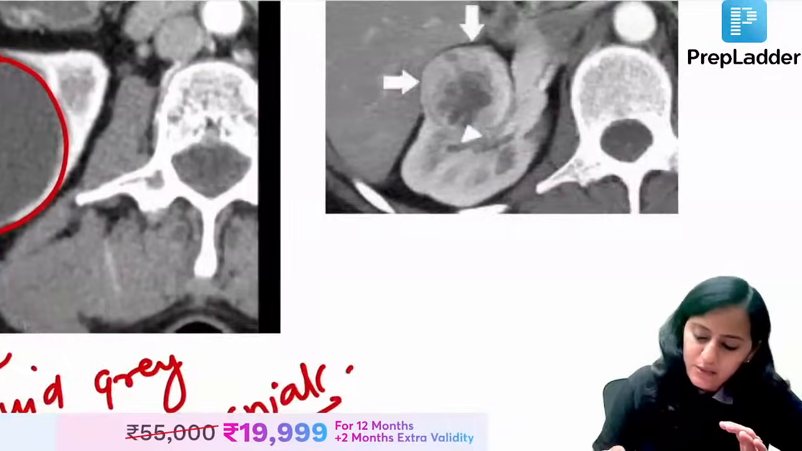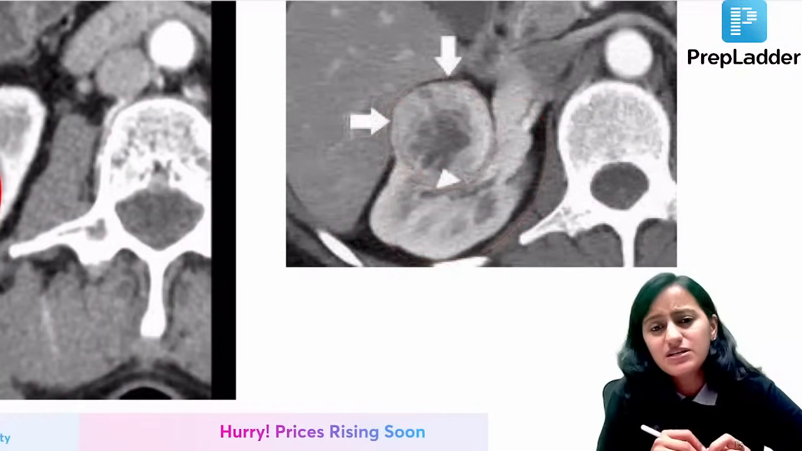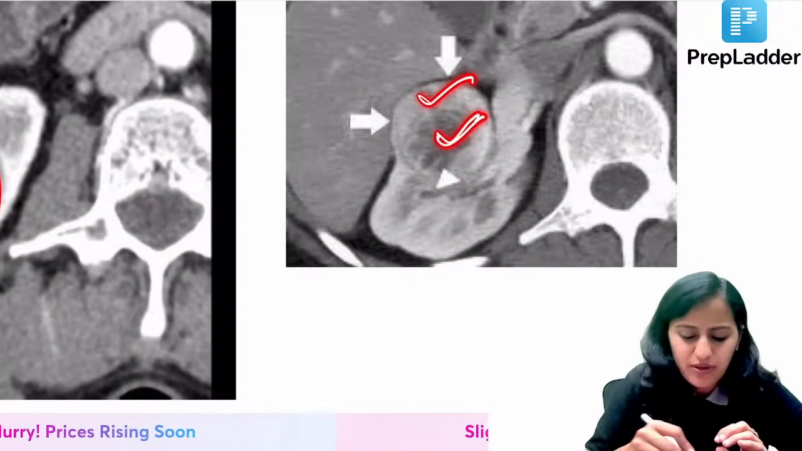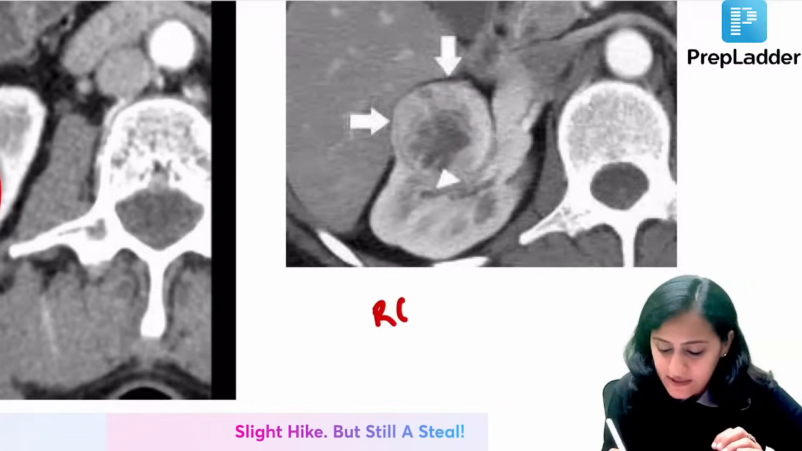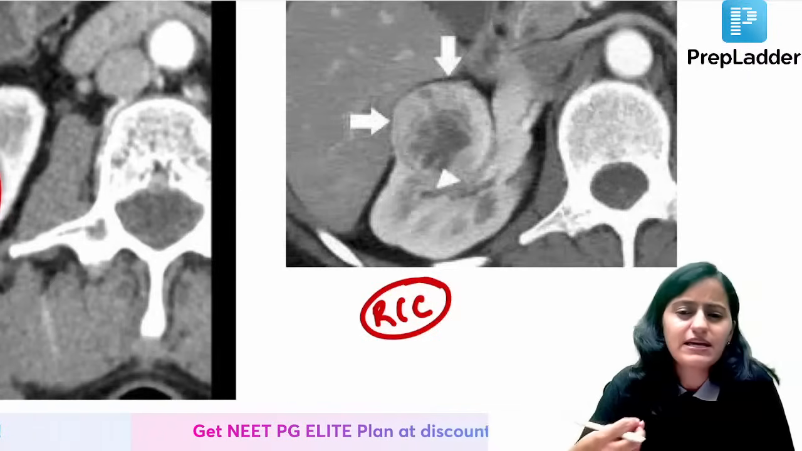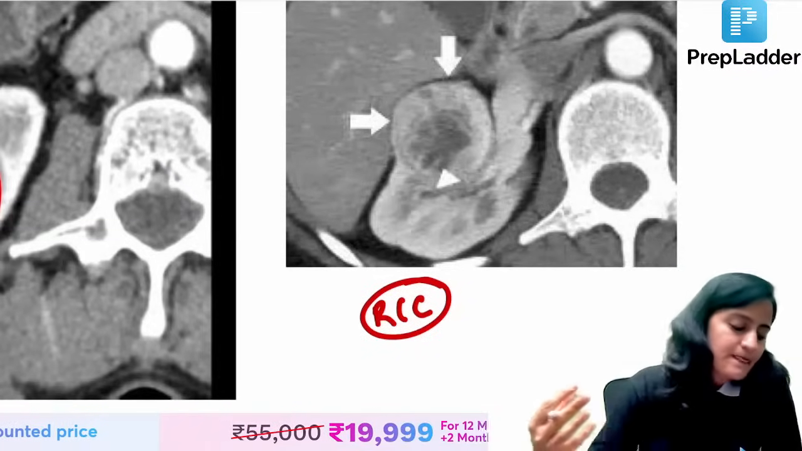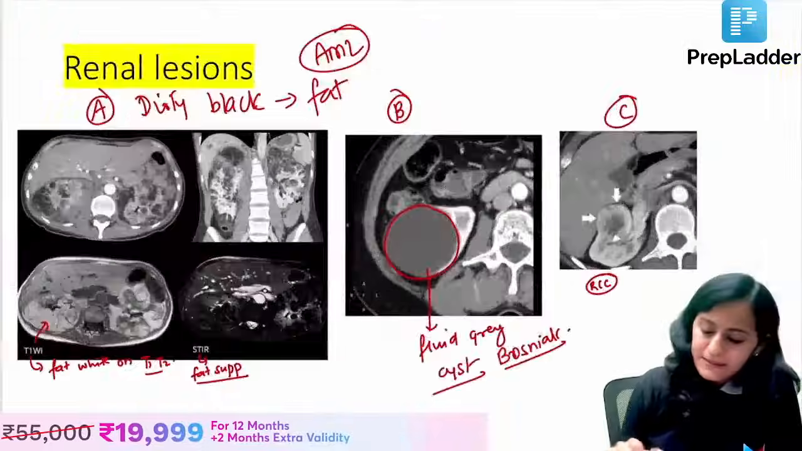Okay. And here what we are seeing is a renal lesion. This is the kidney. This is the renal lesion here showing enhancement, showing necrotic areas. This is going to be RCC. Renal cell carcinoma will show necrotic areas and enhancement. There will be a history of hematuria present. Okay, this is RCC, right?